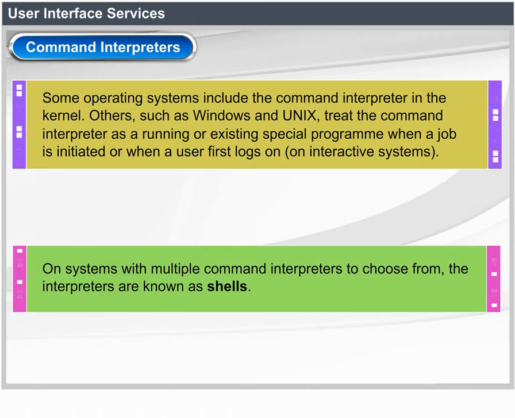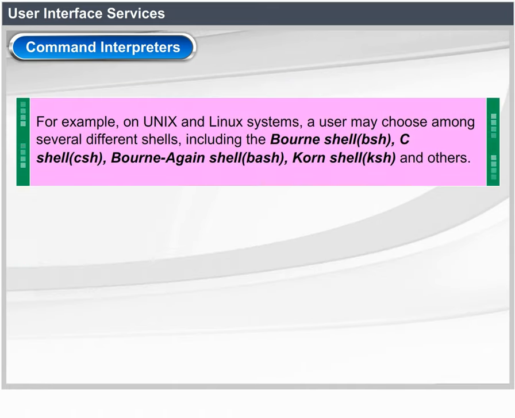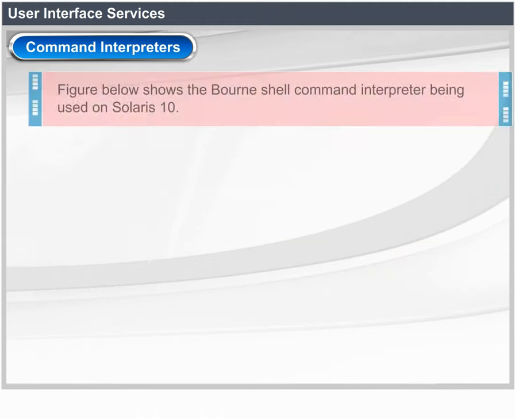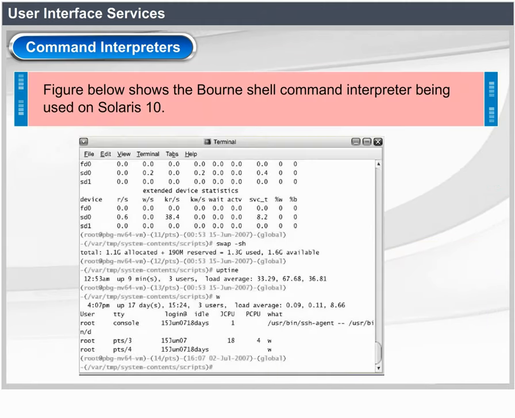For example, on Unix and Linux systems, a user may choose among several different shells, including the Bourne shell, BSH, C shell, CSH, Bourne Again shell, BASH, Korn shell, KSH, and others. Third-party shells and free user-written shells are also available. Most shells provide similar functionality, and a user's choice of which shell to use is generally based on personal preference. The figure below shows the Bourne shell, BSH, command interpreter being used on Solaris 10.